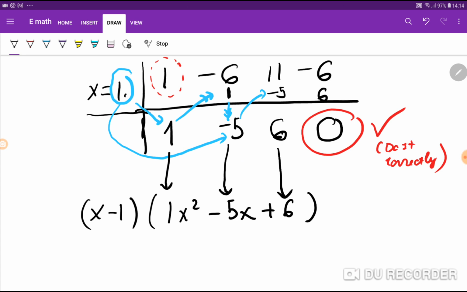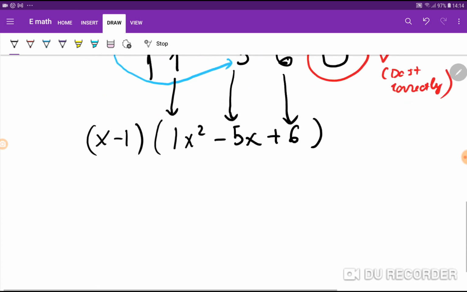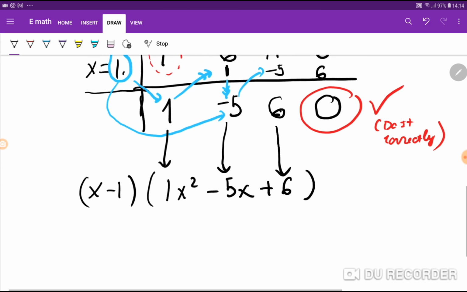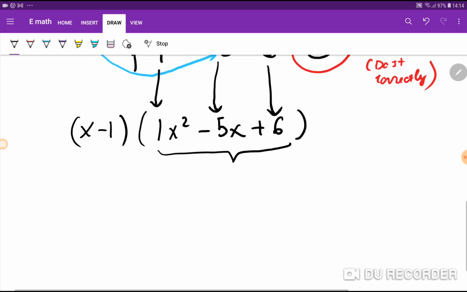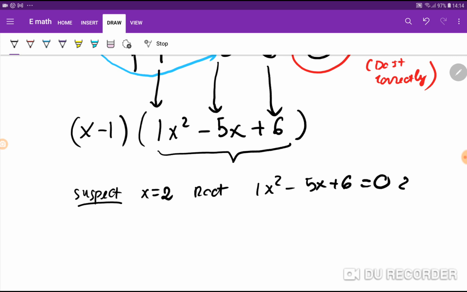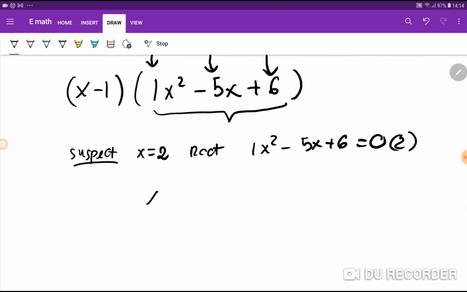So that's why this is useful, right? I'll give you one example why you need this. You can factor this out, and you could keep on factoring. So let's actually do that. Let's say you suspect, oh man, I don't like guessing at all, but yeah, you suspect x equals 2 is a root of 1x squared minus 5x plus 6 equals 0, and call this equation 2. So what you do is the same thing with x equals 2, and you construct it: 1, negative 5, 6, right?